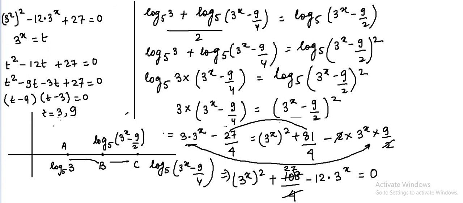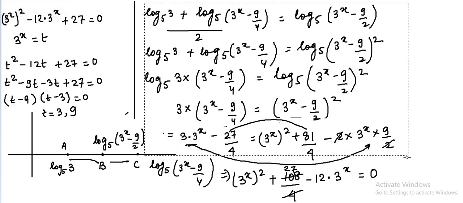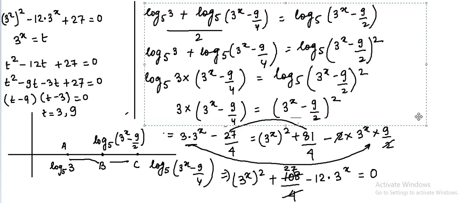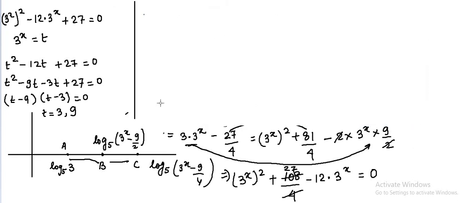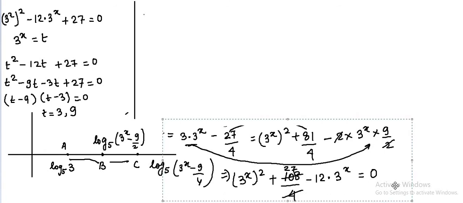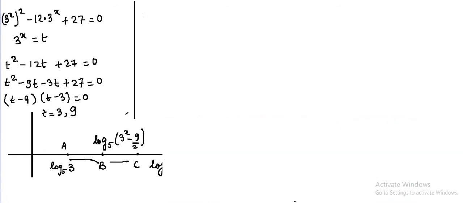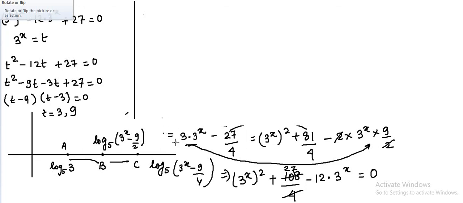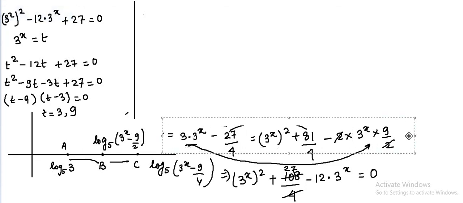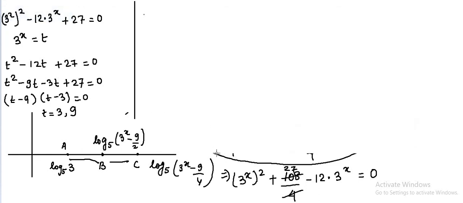So we have obtained the value of t, that is 3 and 9. But our task is not over yet. Now we have to find out the value of x, but what we have equated is that 3^x is equal to t. Till now we have found only the value of t. Let's substitute and then find out the value of x.